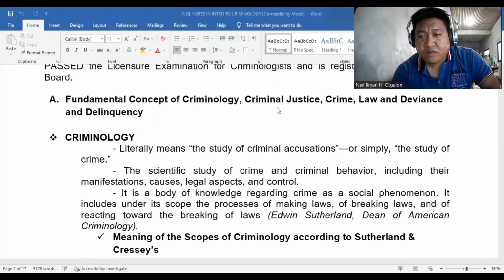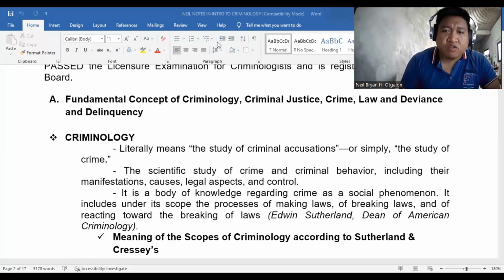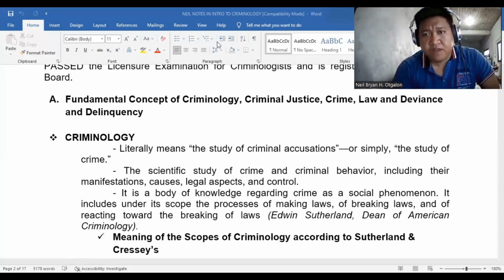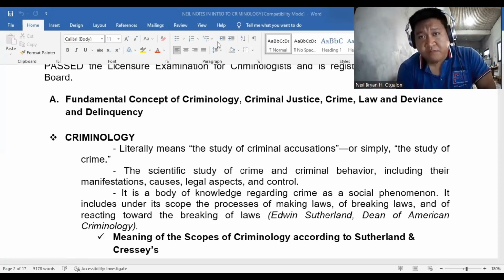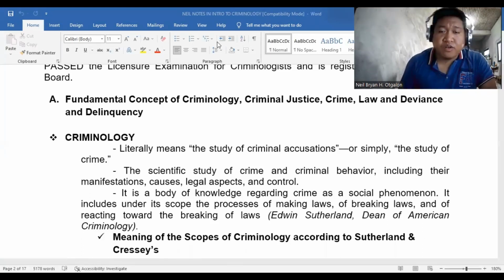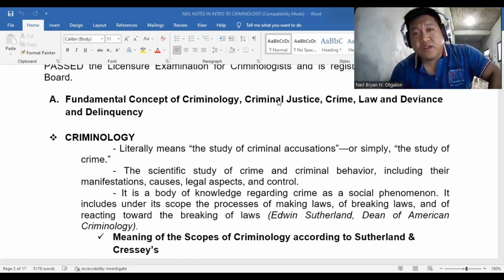Criminology and criminal justice may be different in some ways, but they are the same in that they are both doing something relevant to the control and prevention of crime. And remember, control and prevention of crime is very important because in that way we can save lives and properties and maintain peace and order. So, itong criminology at saka criminal justice, they're working together in order to control and prevent crimes.